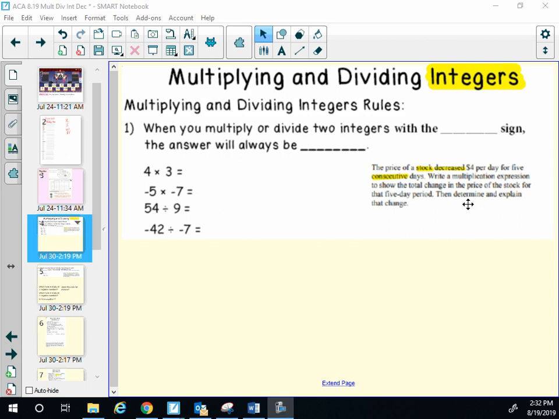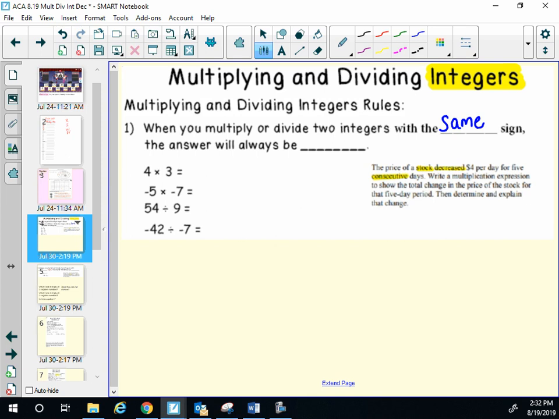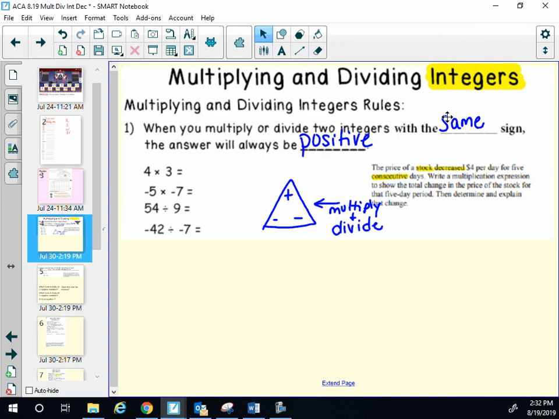When you multiply or divide integers with the same sign, your answer is going to be, what kind of answer? Would it be positive or negative? Positive. It's going to be a positive answer. For those of you that are visual, you can draw this triangle on your paper. This is only going to work when you multiply and divide.